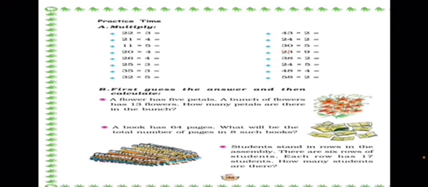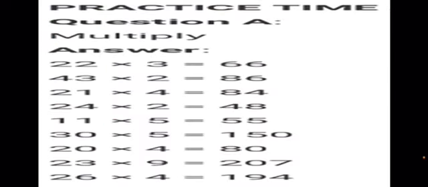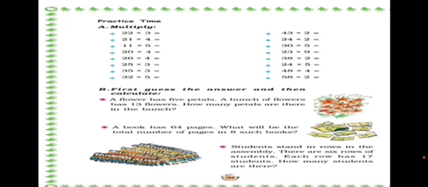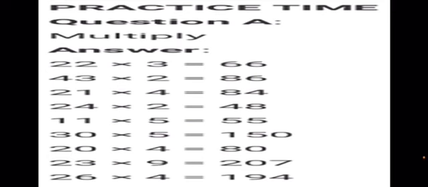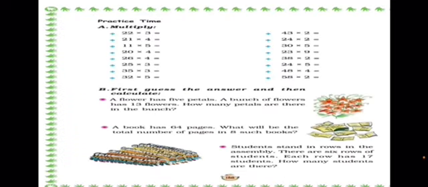So 150 is the answer. Now let's check our answer. Yes, 150. Now 20 multiplied by 4. Again, you don't need to partition this because there is a 0 in the ones column. So 20 multiplied by 4, 80. So 80 is the answer. Yes, we have got 80 as the answer.